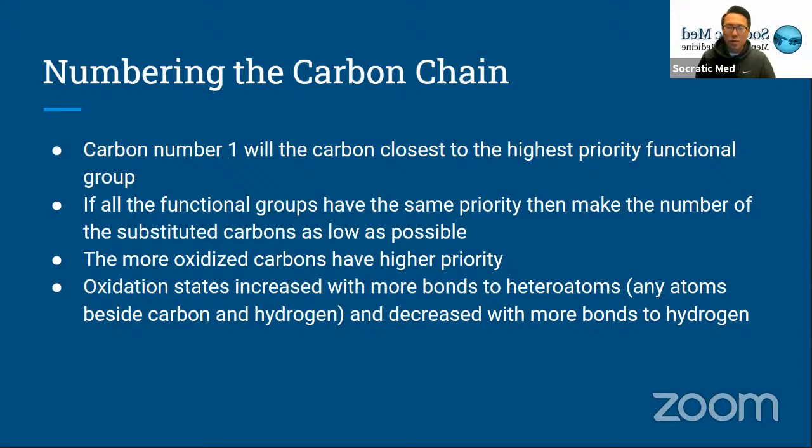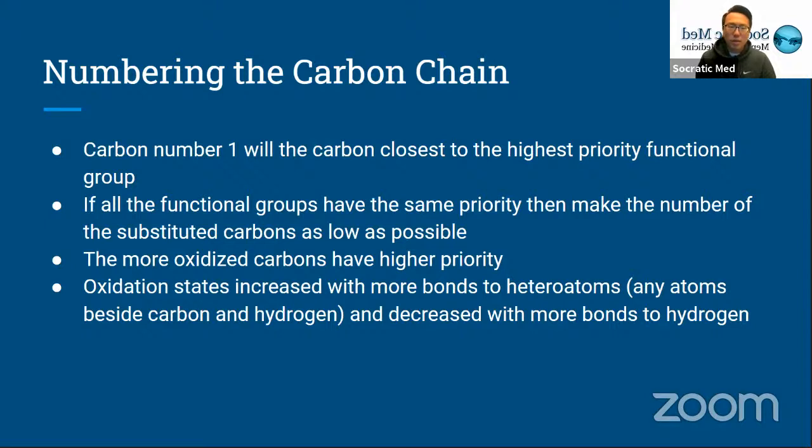So if there's a long chain with 2 substituents on one carbon and then 1 substituent on another carbon, you want to give those carbons the lowest number possible when numbering the carbon chain. And that relates to how the most oxidized carbons have the highest priority.